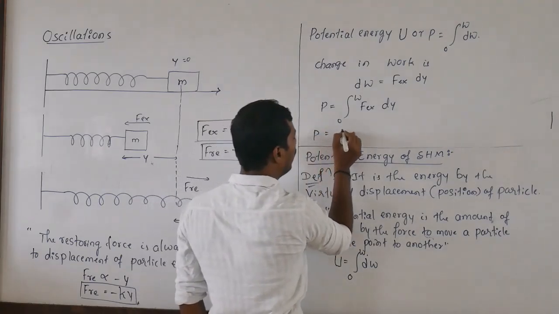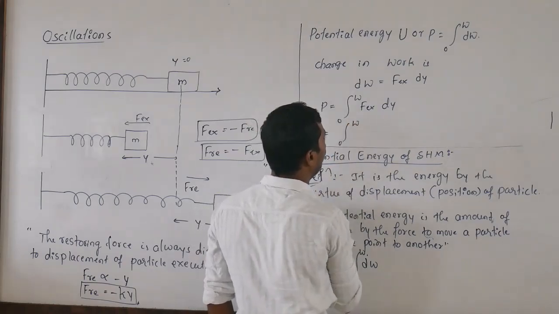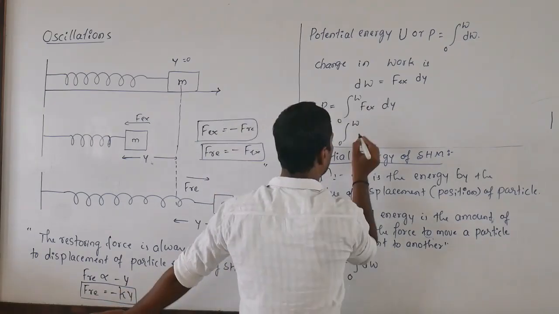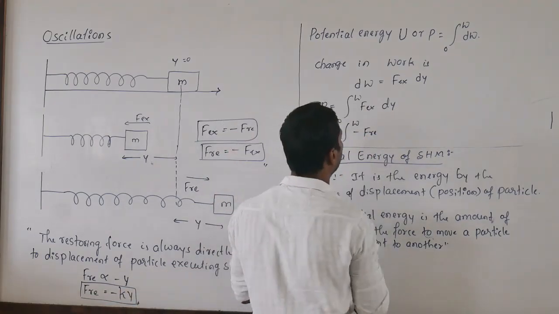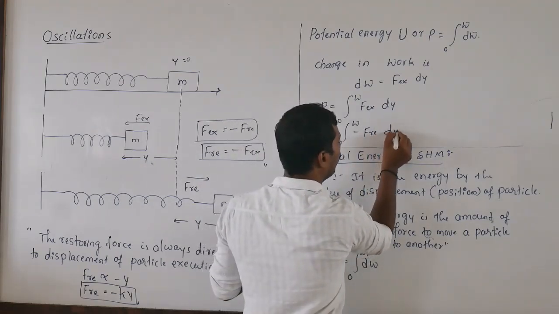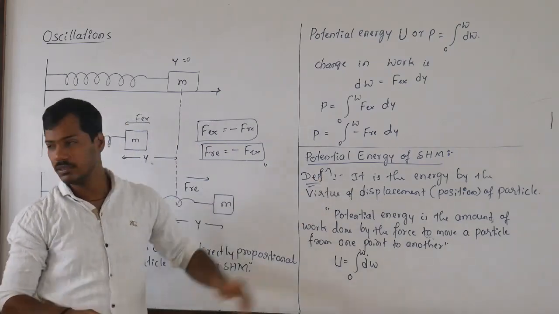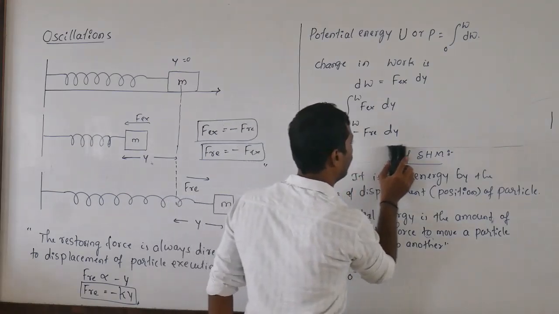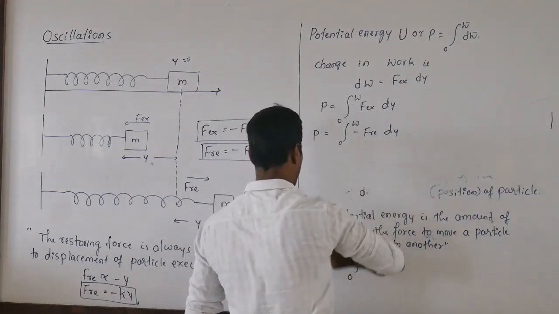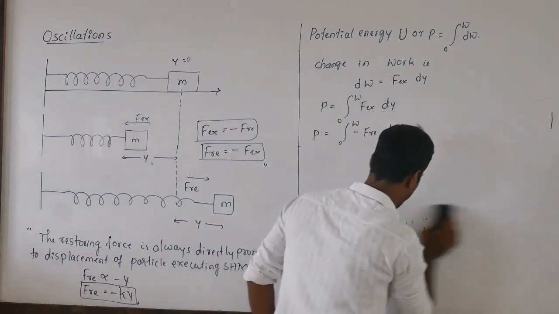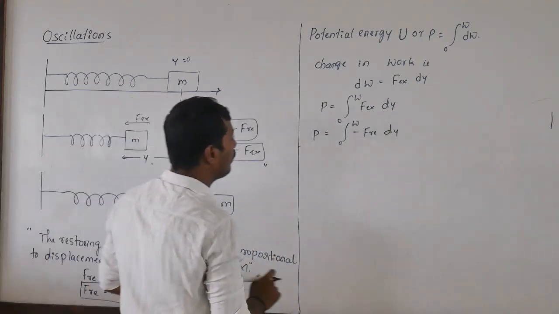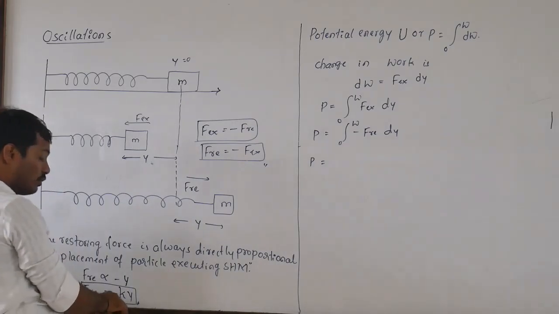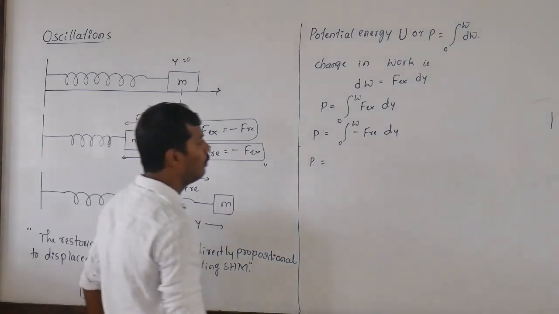Now the potential is equal to the integral from 0 to W of F external. You can take the F external as minus of F restoring, here the formula is there, restoring force into dy. Okay, right here minus of F_RE. What is the restoring force? Restoring force is equal to minus of K into y.